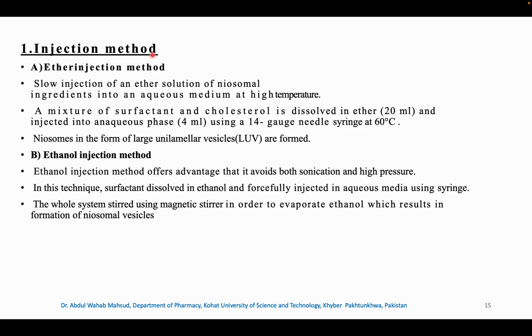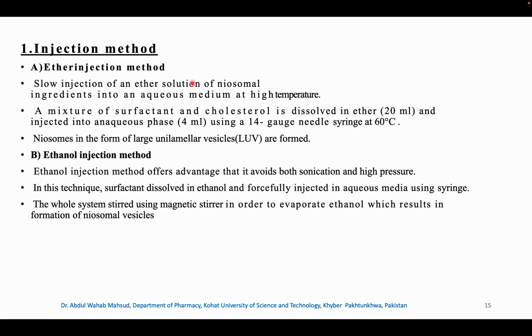The first one is the injection method. There are two types of injection methods: one is the ether injection method and the other is the ethanol injection method. As you can see, it is a slow injection of an ether solution of niosomal ingredients into an aqueous medium at a high temperature. As we have discussed in our previous slides, for the formulation of niosomes, non-ionic surfactant, cholesterol, and charge inducers are mandatory.